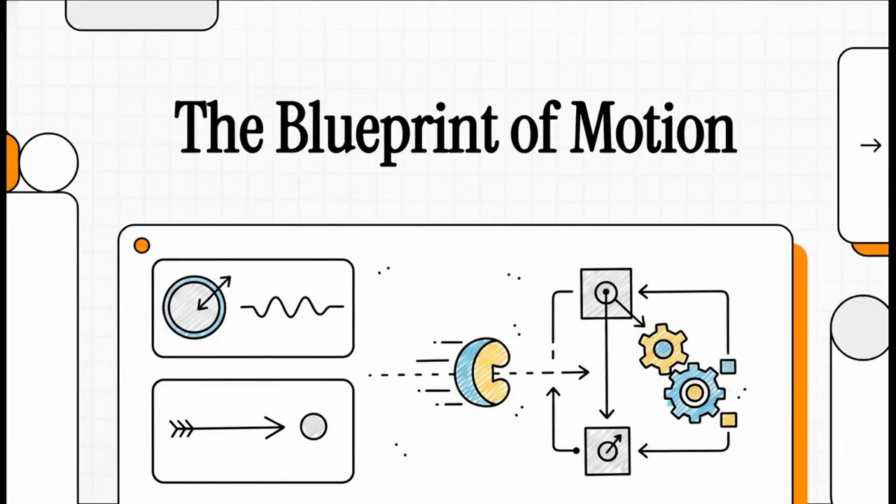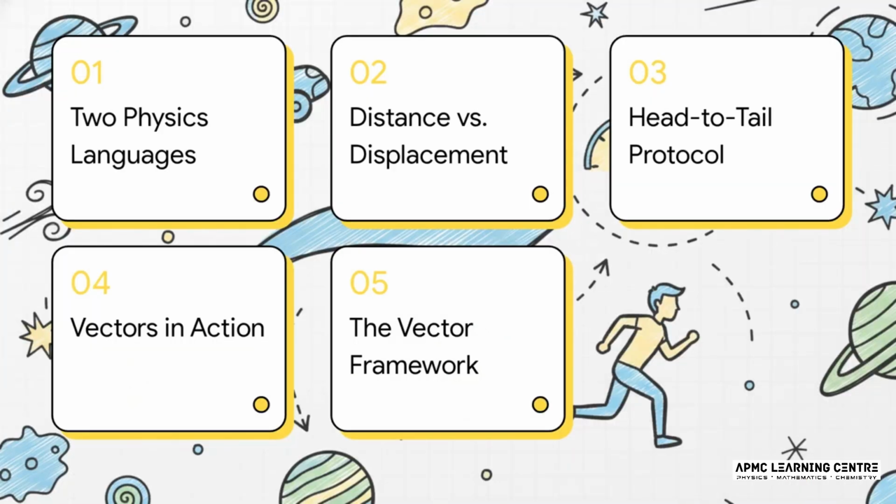Today, we're not just looking at motion. We're going to build a blueprint to really understand it from the ground up. We'll be putting together its most fundamental building blocks, scalars and vectors, to create a complete framework for how things move. So here's our game plan for this explainer.